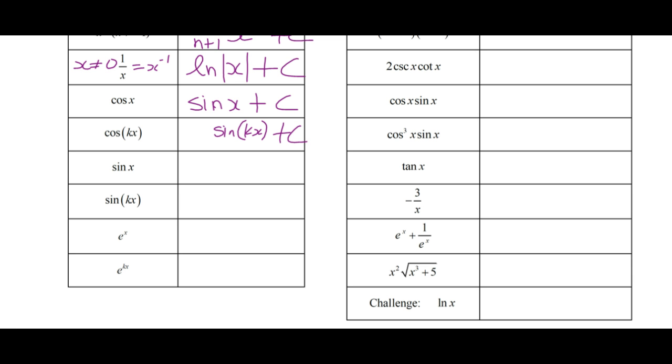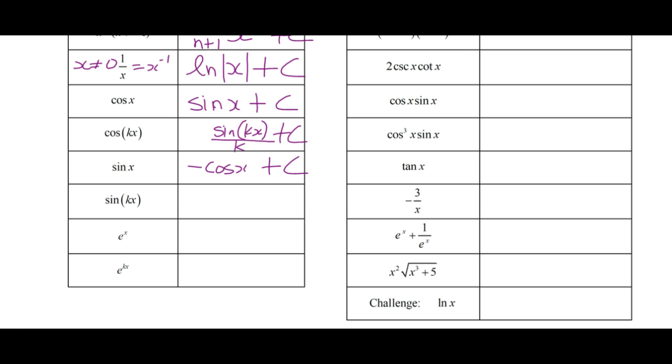What's the derivative of sine kx? It's cos kx, but then I have to include the derivative of the inner function, which is k. So we go 1 over k, or just put this over k. So it's sine kx over k. Every time you do one of these, take its derivative. That's the way to check it. Now sine x: the antiderivative is negative cos x, because the derivative of cos is minus sine. I take the derivative of cos, that gives me negative sine, so I have to go minus cos x.